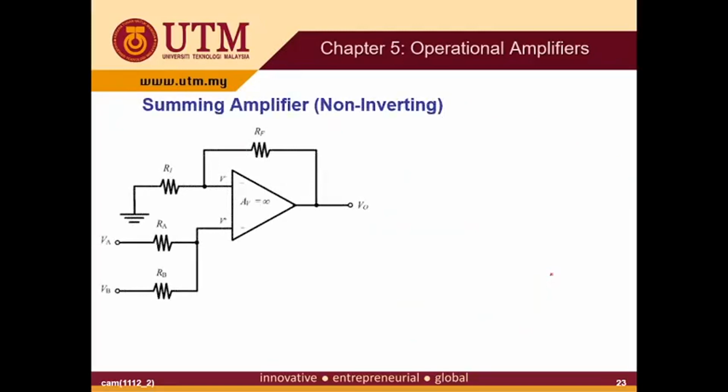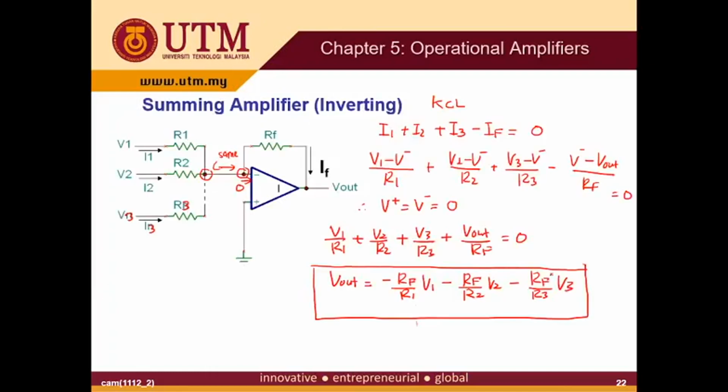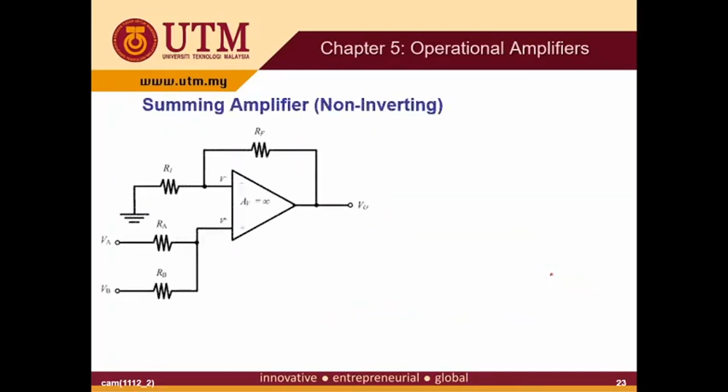Okay, summing, or adding the signals, can also be done non-inverting. In the previous example, the gain is negative, so although we add all the inputs, the total output is negative because this is inverting. So we can also get the non-inverting. For the non-inverting, we do the same analysis. We have two nodes here.